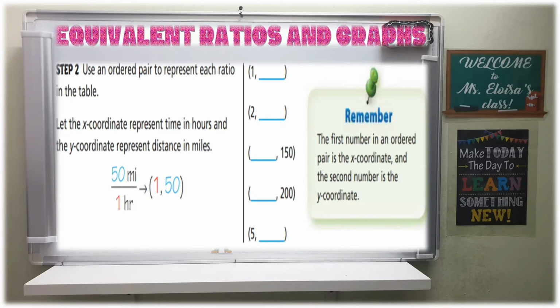Step 2. Use an ordered pair to represent each ratio in the table. Let the x-coordinate represent time in hours, and the y-coordinate represent distance in miles. Remember that our rate is 50 miles per 1 hour. So, the x-coordinate is the time in hours, and the y-coordinate is the distance in miles. So, the first ordered pair will be (1, 50). Then we have (2, 100), (3, 150), (4, 200), (5, 250).